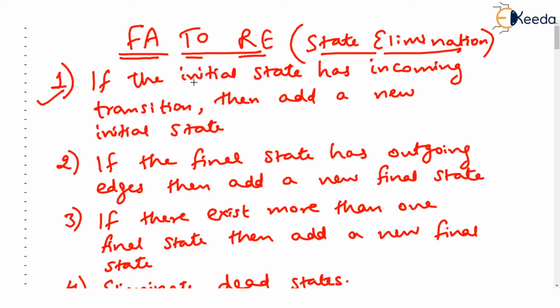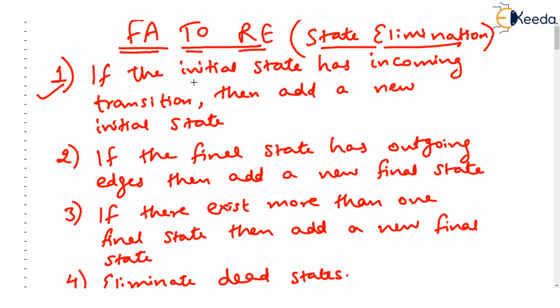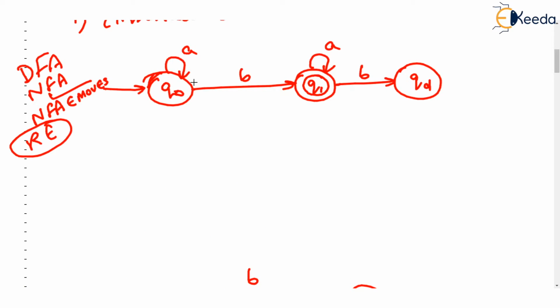As an example, just check here. Now Q0 is the initial state. Is this having any incoming transitions? I'm not talking about this first arrow; that is just an arrow indicating that Q0 is the initial state. But Q0 is really having an incoming transition. You can see that there is a loop from Q0 to Q0 itself.